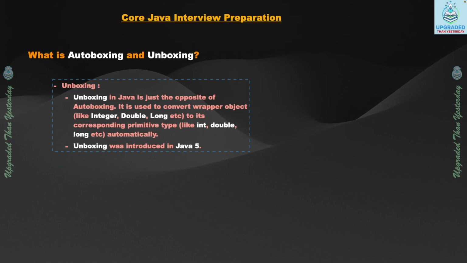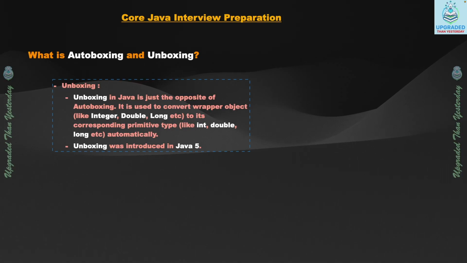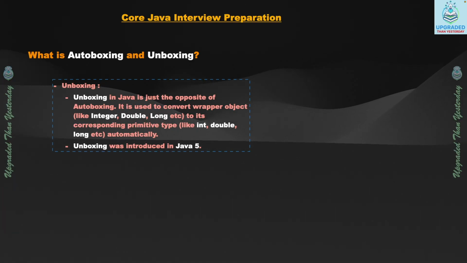What is unboxing? Unboxing in Java is just the opposite of autoboxing. It is used to convert wrapper objects like Integer, Double, Long, etc. to the corresponding primitive type like int, double, long, etc. The autoboxing and unboxing were introduced in Java 5.